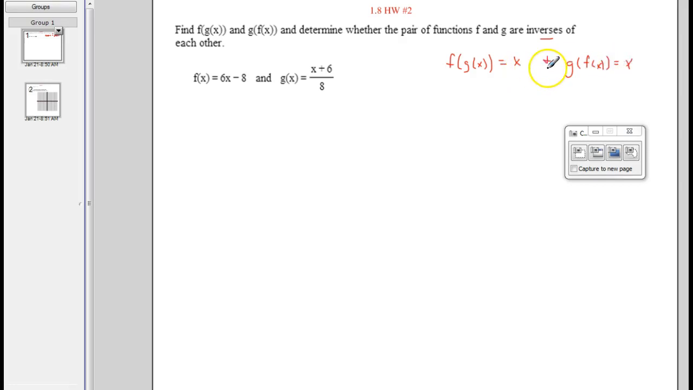And if both of those things happen, remember and means both have to occur, then we have an inverse. If only one occurs, the other doesn't, or neither, if at any time you don't get x, then you don't have an inverse. Okay, so the first thing we're going to do is put g into f. So all of this right here is going to replace this x. Okay, everything else stays the same, 6 times. Alright, so this is f of g.